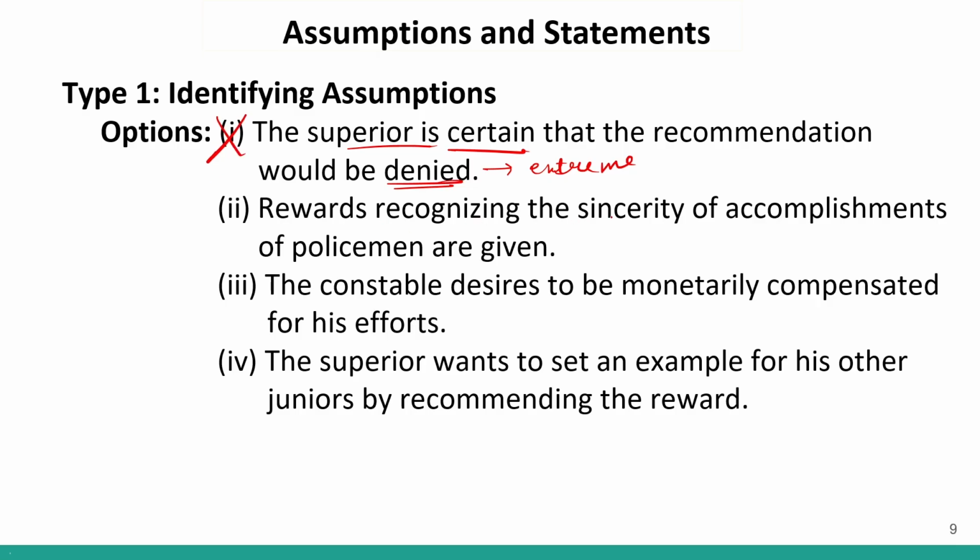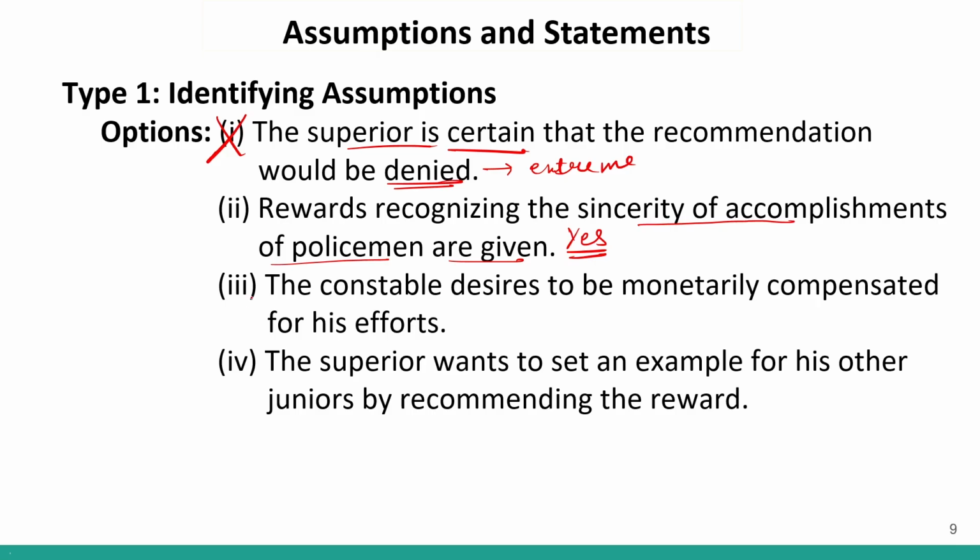Rewards recognizing the sincerity of accomplishment of policemen are given. Definitely, this is a correct assumption because, see, if somebody is recommending somebody's name for a reward, that means that reward will be given. If not to him, to somebody else, but that reward will be given. So, rewards that recognize the sincerity of policemen are given. This is a correct assumption.